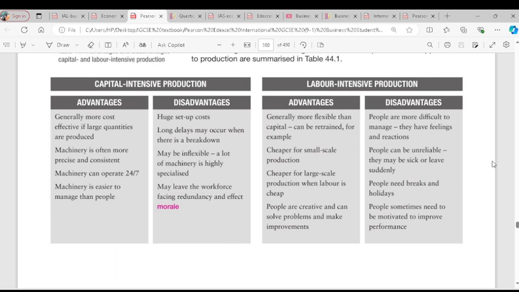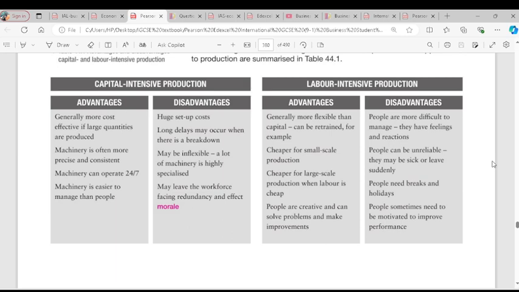People get tired. You get the point there? A machine might not stop. Machinery is easier to manage than people. People are dynamic; machines don't have to argue with you. That is the point there. Is it clear? Then what are the problems about machinery?